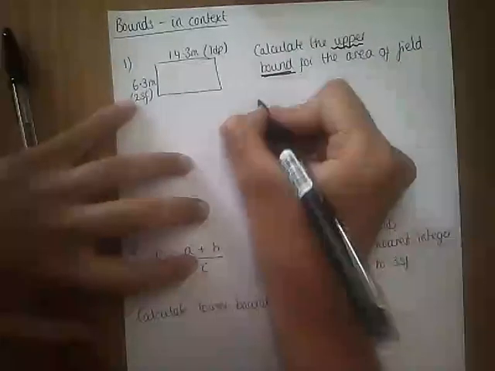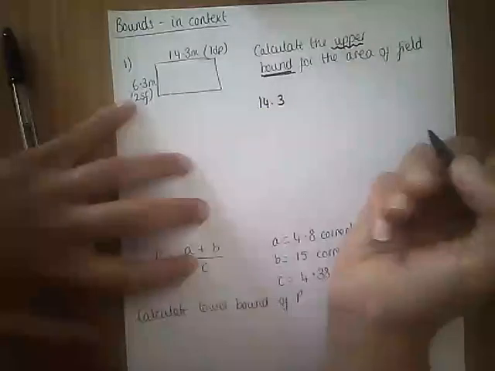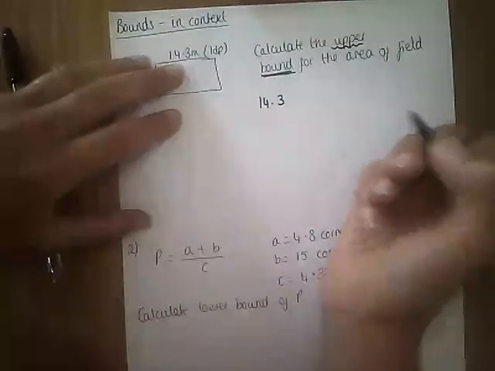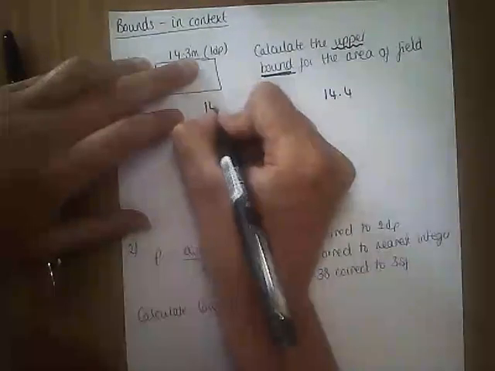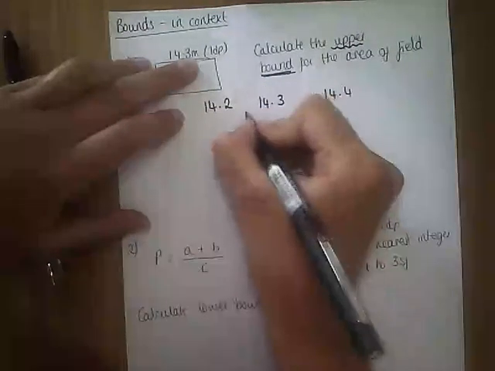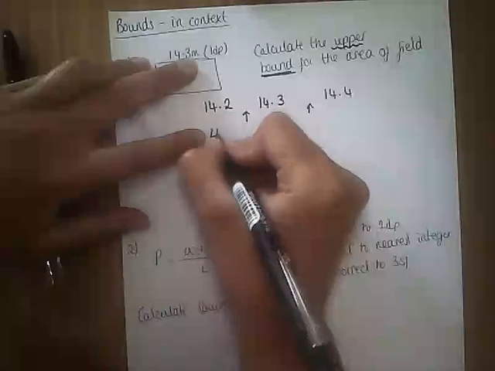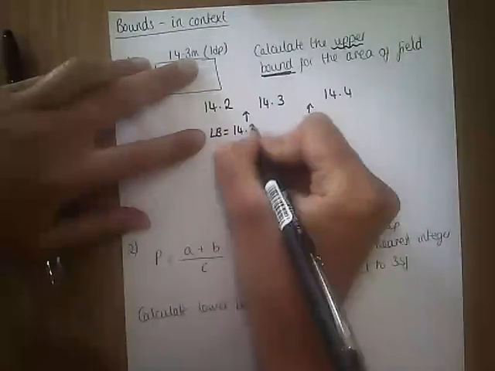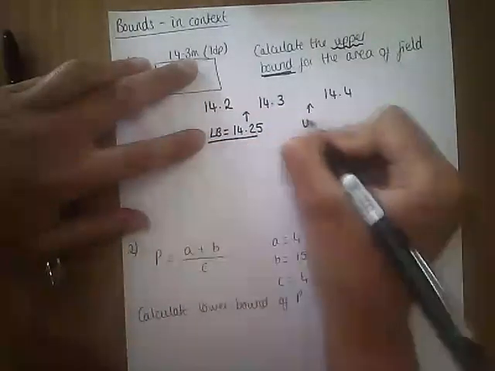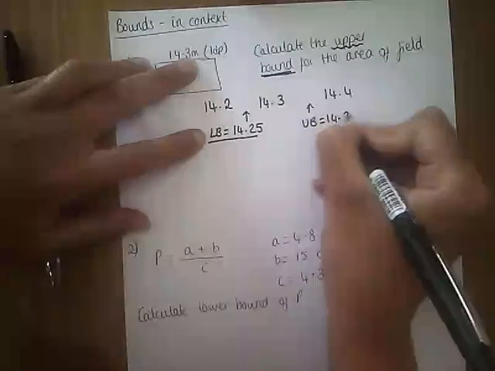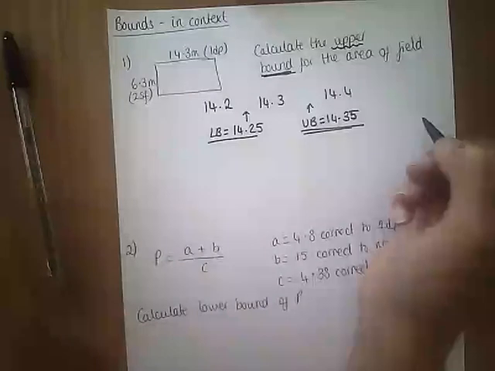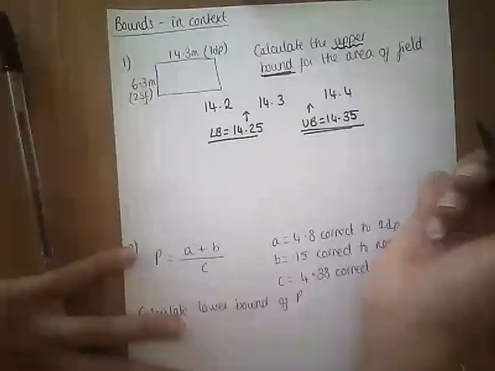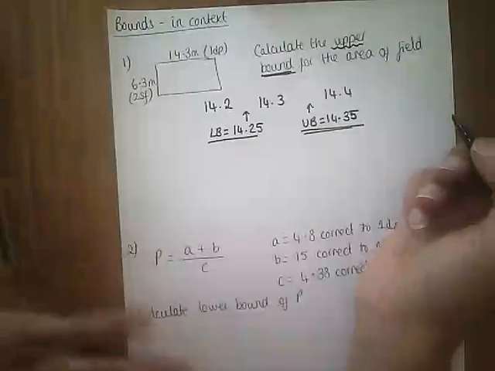So let's take the value 14.3. And we want to do the upper and lower bound. So if we go 1 decimal place higher, that's 14.4. 1 decimal place lower, 14.2. Halfway between them, so we get the lower bound is 14.25 and the upper bound is 14.35. If that is not making sense, you need to go and look at the bounds video again and practice calculating bounds. It's assumed knowledge in this video.